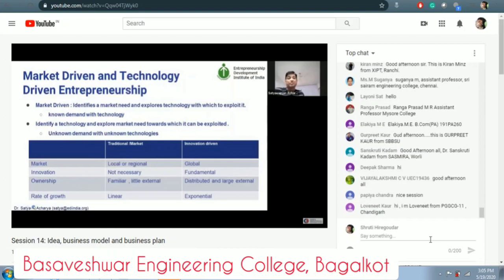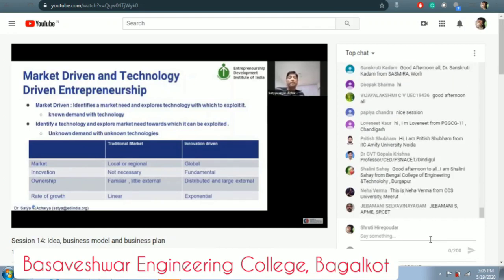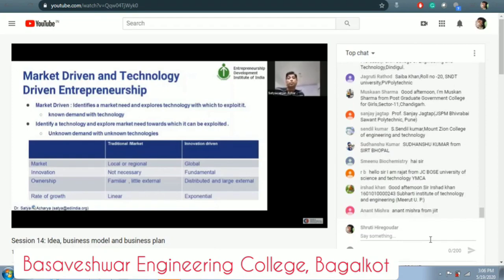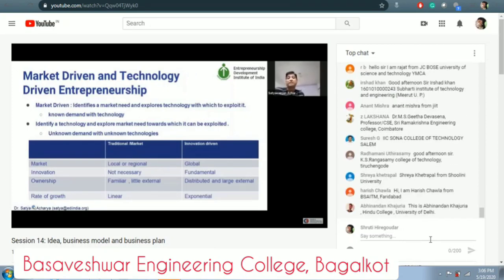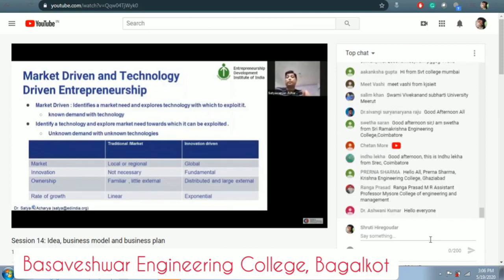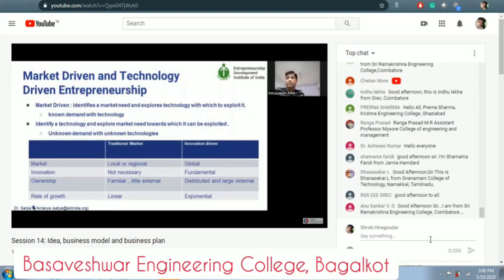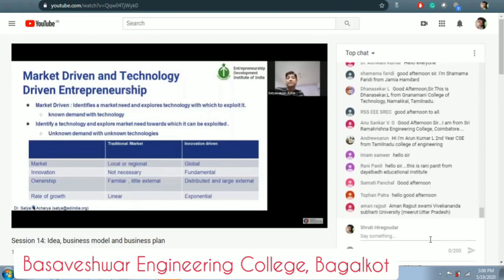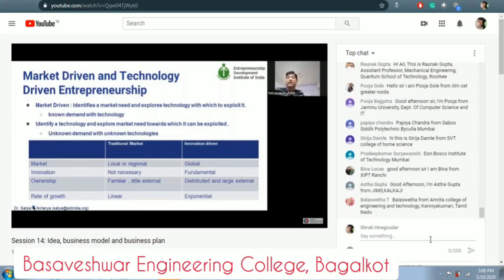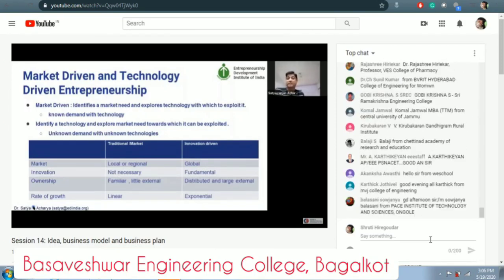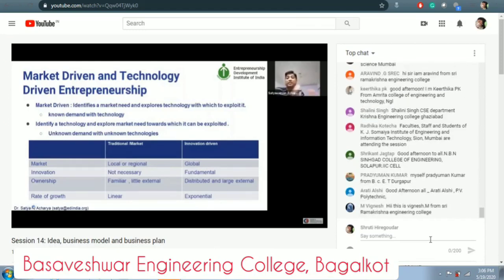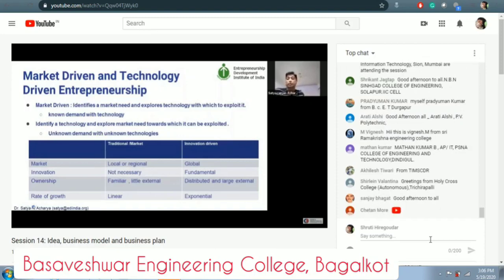In that case, the market is very broad. We are not solving a problem in a local area or a regional area. We're trying to solve a problem across the globe. Here, the innovation is fundamental. And I won't comment much about the ownership, but here we look at growth, which is exponential. Exponential means it is growing at 10%, next growing at 30%, 60%, 100%, 200%. It's growing at a very fast rate. All of these startup examples come under innovation. But broadly, we talk about two different forms of entrepreneurs.